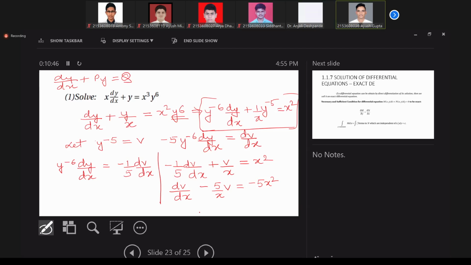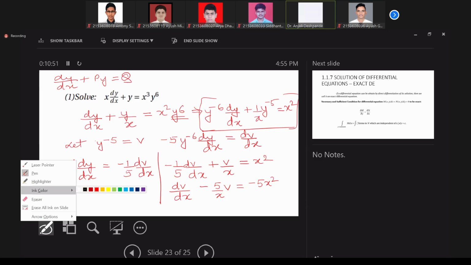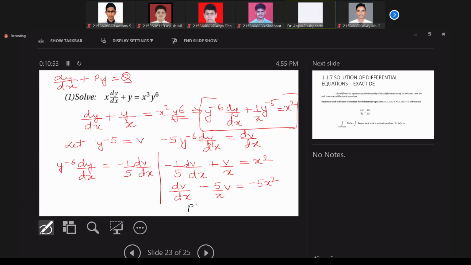P is equal to minus 5 by x. Yes, that is correct. P is equal to minus 5 by x and q is equal to minus 5x square. Yes. Now you have to use the formula and find the value of the integrating factor. So what will be the integrating factor? Let me just write here. E raised to integration p dx. So integration minus 5 by x dx.